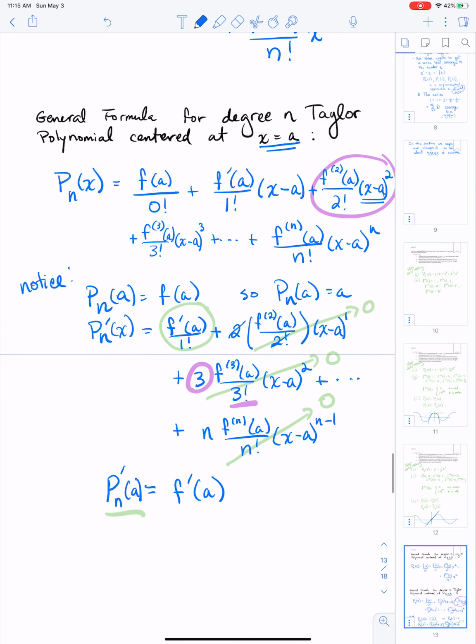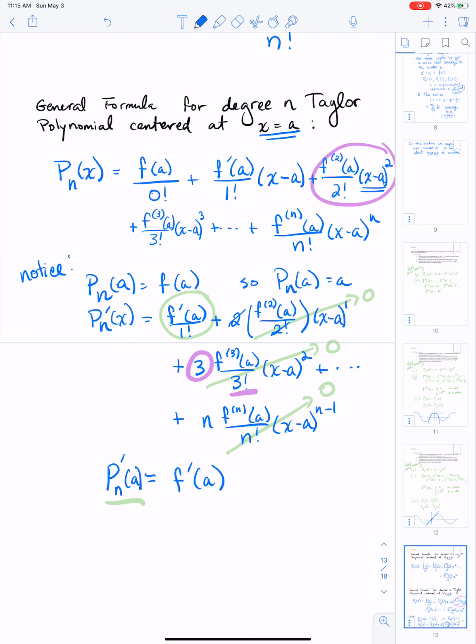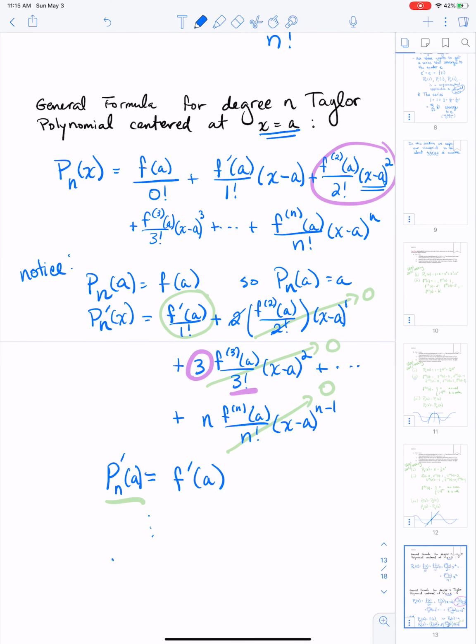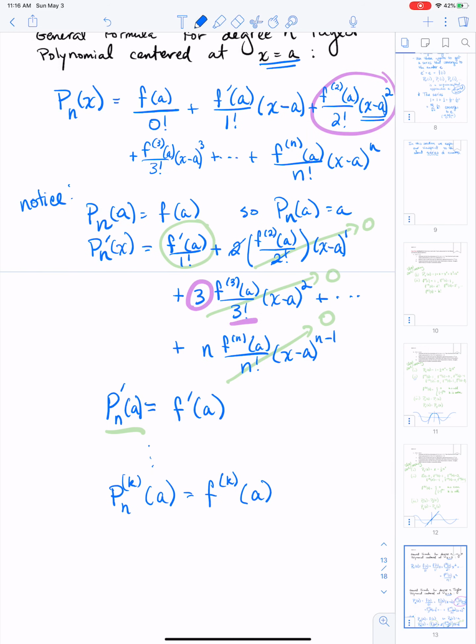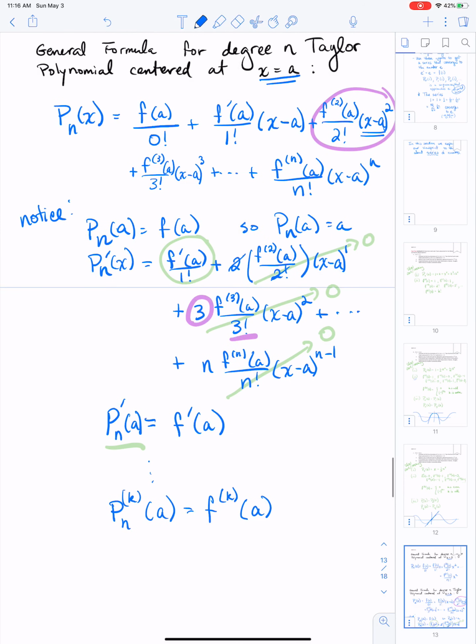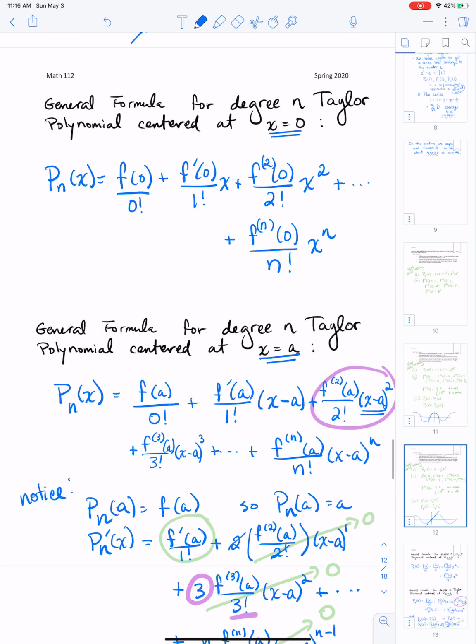And so you can already see that a similar sort of cancellation is going to happen. So P_n, the kth derivative evaluated at a, is going to end up being equal to the kth derivative of f at a. Reverse engineering that, we end up having the function and all of its k derivatives match at a. The same thing would happen up here.